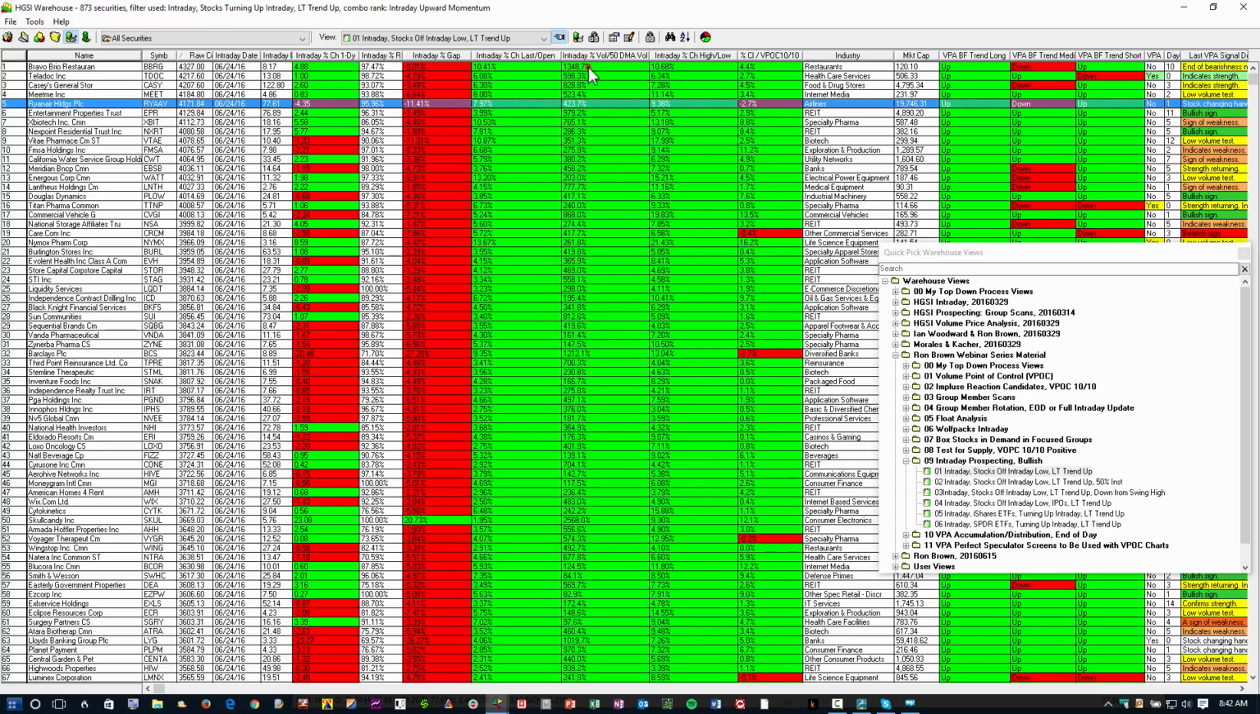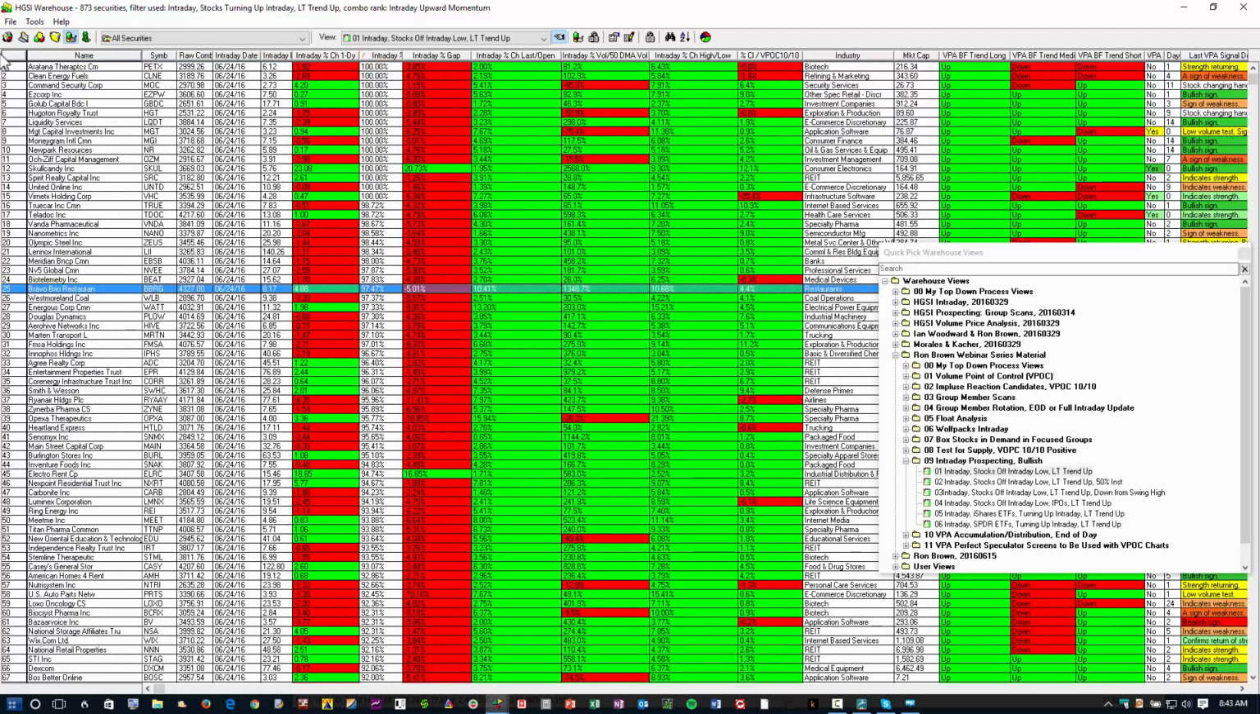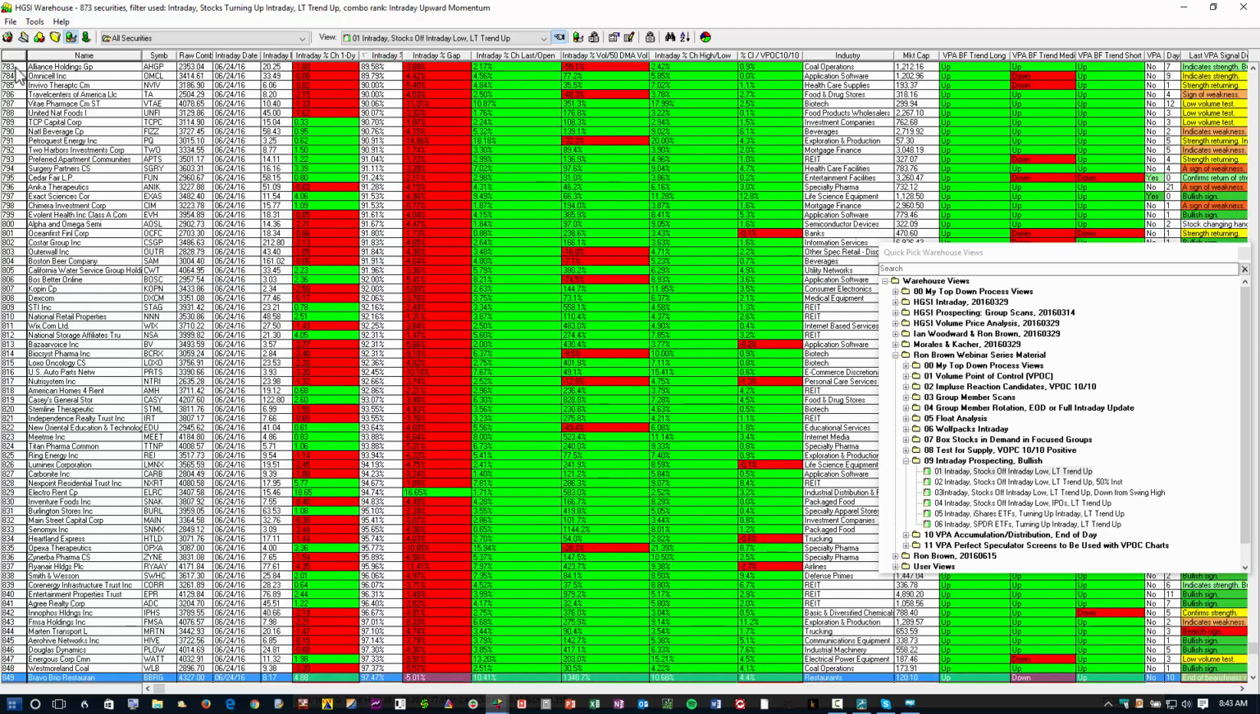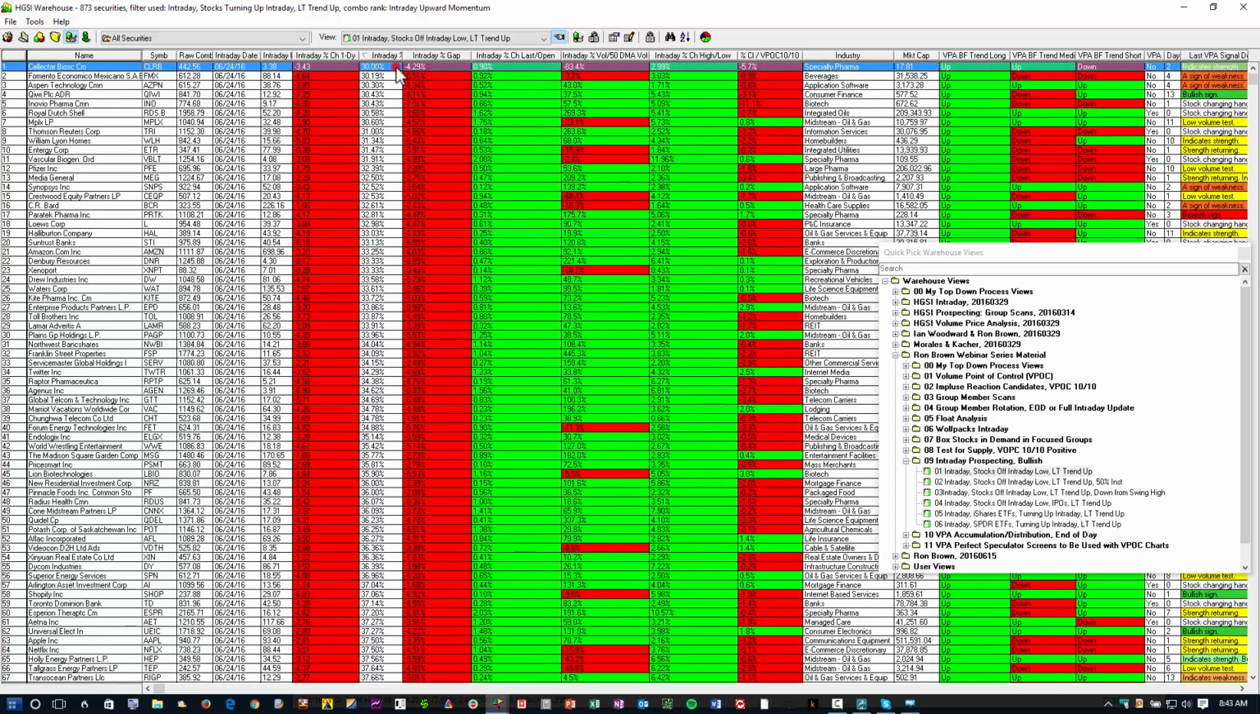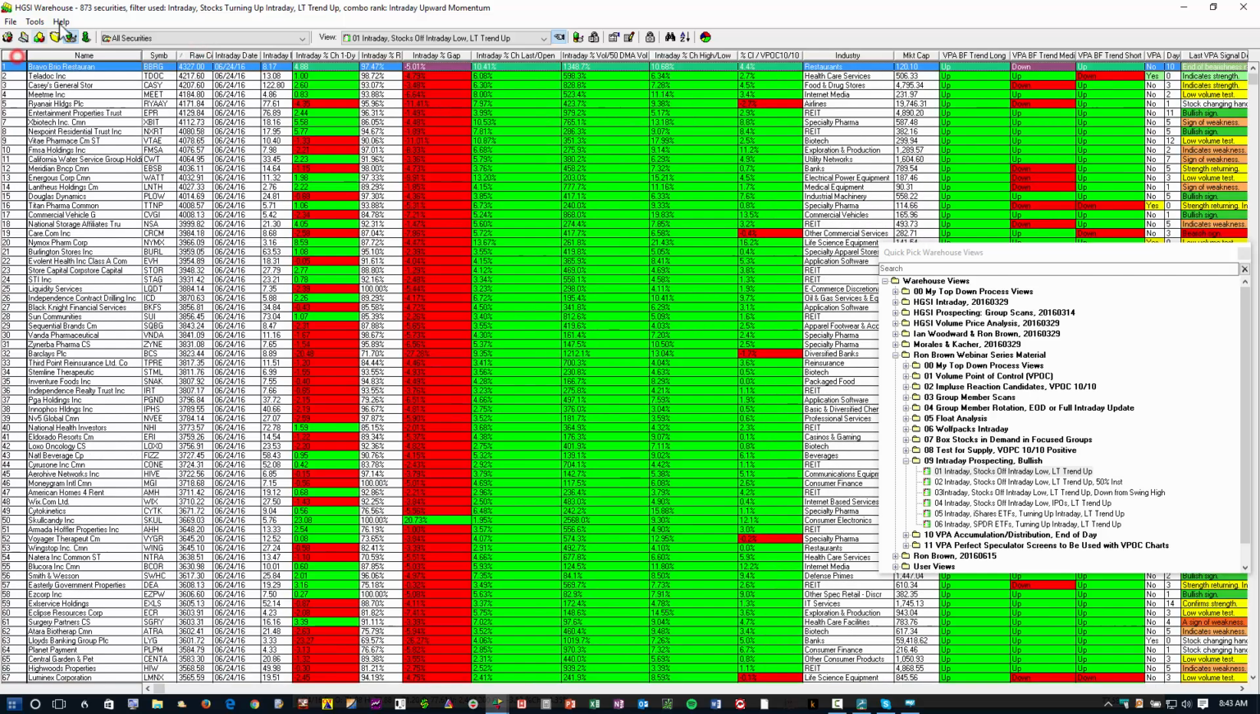In other words, they were up during the day. Let's see, what I did here is I put a minimum of 30% on the intraday range, so they had to be up 30% from their low, but that's a pretty high number of stocks that traded up after getting hit hard early in the day.